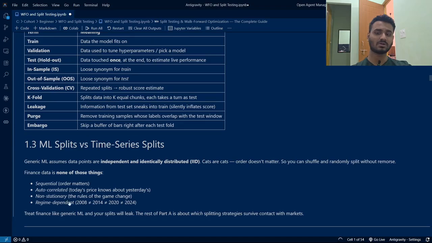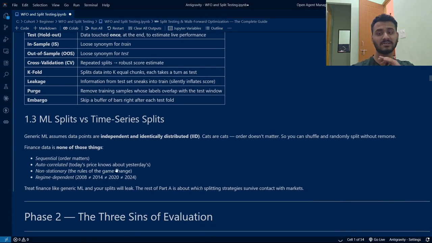Now, let's talk about ML splits versus time series. Generic ML assumes data points are independent and identically distributed. Cats are cats, order doesn't matter, so you can shuffle and randomly split without an issue. But financial data is nothing like that. It's sequential, autocorrelated, non-stationary, and especially, it's regime dependent. 2008 data is not 2014. In 2020, there was a COVID crash which might or might not ever happen again. Again, regime dependent, right?